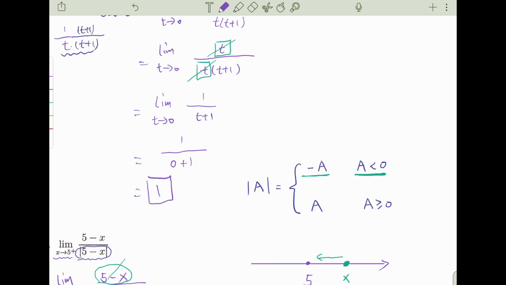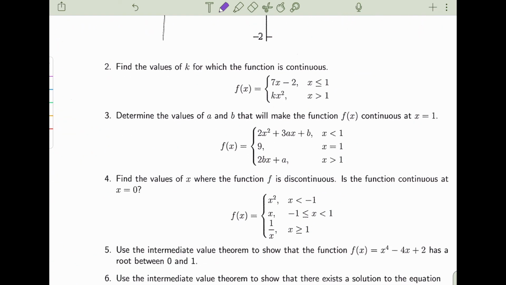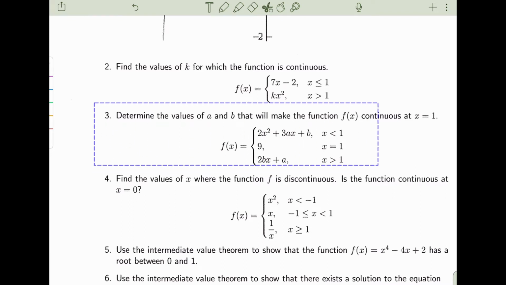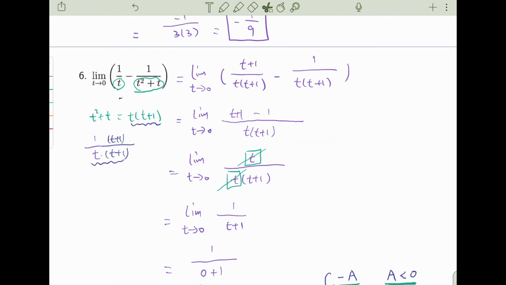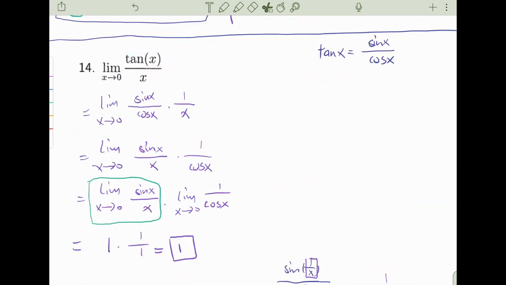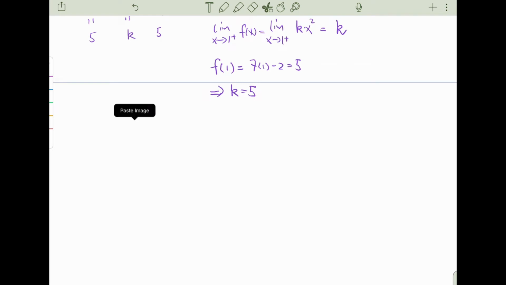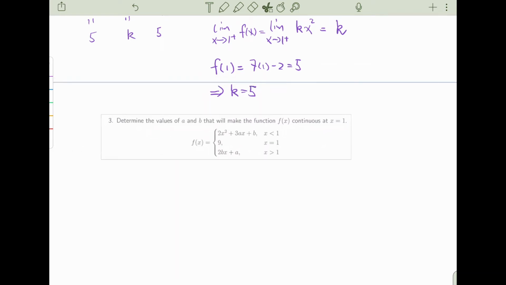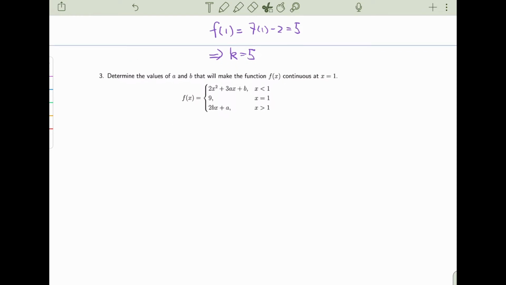Now let's work on the next one, that is question 3. And I will go a little bit faster since we are familiar with the definitions already from question 2. Determine the values of a and b that will make the function continuous. So basically the same trick.